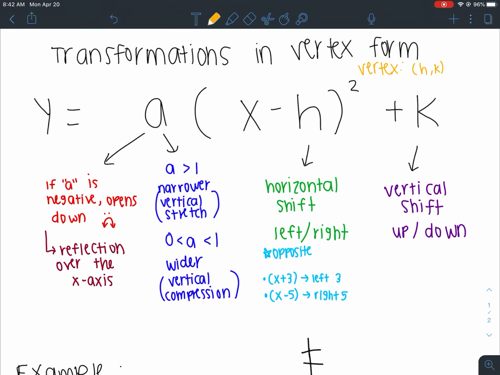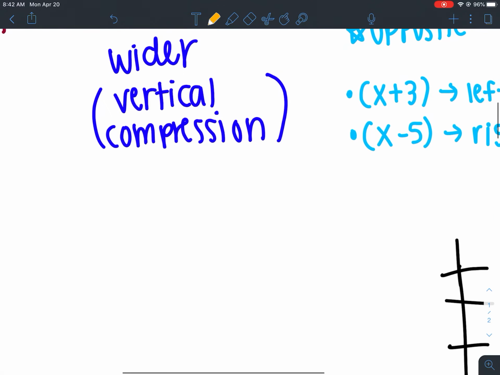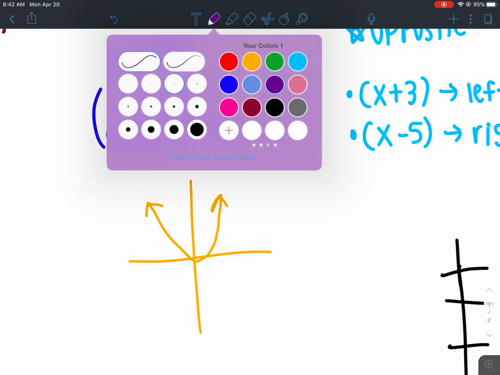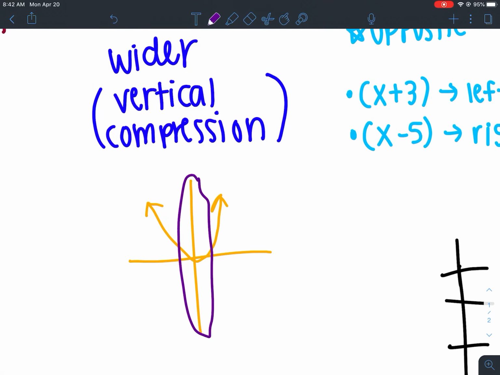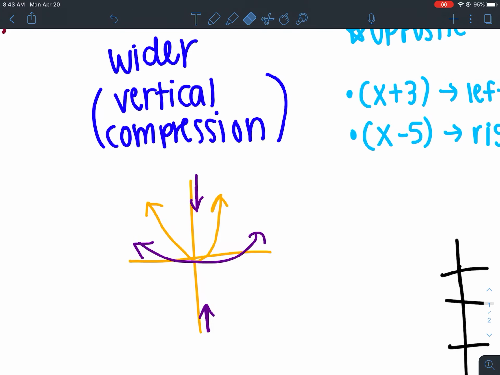Narrower, which is a vertical stretch. I've tried to draw this in the past to show you what vertical stretch means. If I have a quadratic that looks like this, and I stretch it vertically, I'm going to take the vertical axis, which is the y-axis, and pull it. If I were to pull the y-axis and pull them apart, my quadratic would get narrower, it would shrink in. But if I did a vertical compression, I took my y-axis and squished it together, then my quadratic would be squished down. So it'd be vertical compression.